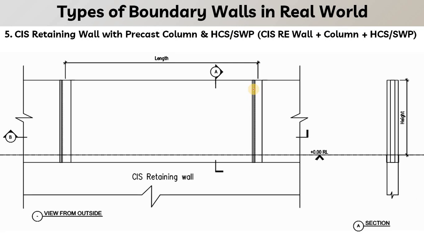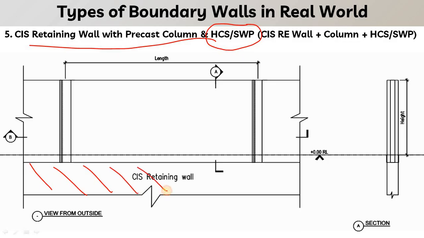Coming on to the next type, that is known as cast in situ wall with precast column and hollow core slab or solid wall panel. So basically this is a cast in situ retaining wall. This is the case where, let's say, we have the basement, or we can say -1 level, where the retaining wall has been done in cast in situ, and then above the ground level we have to place the boundary wall.